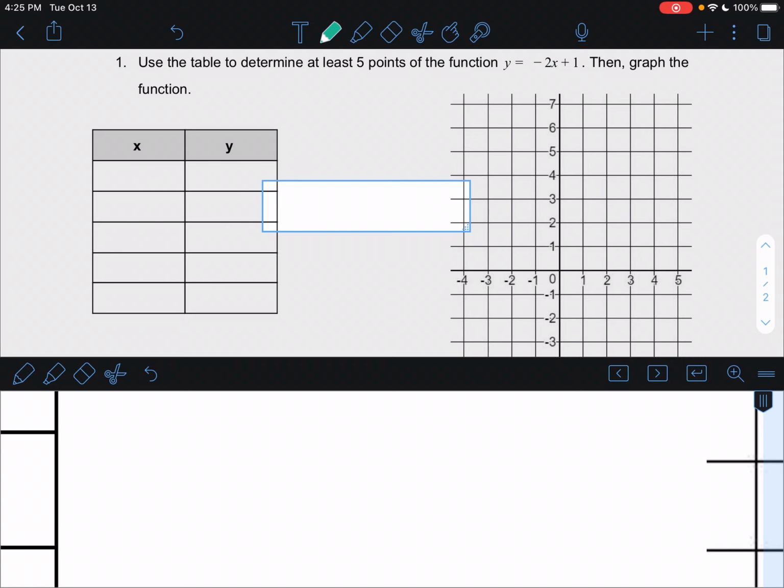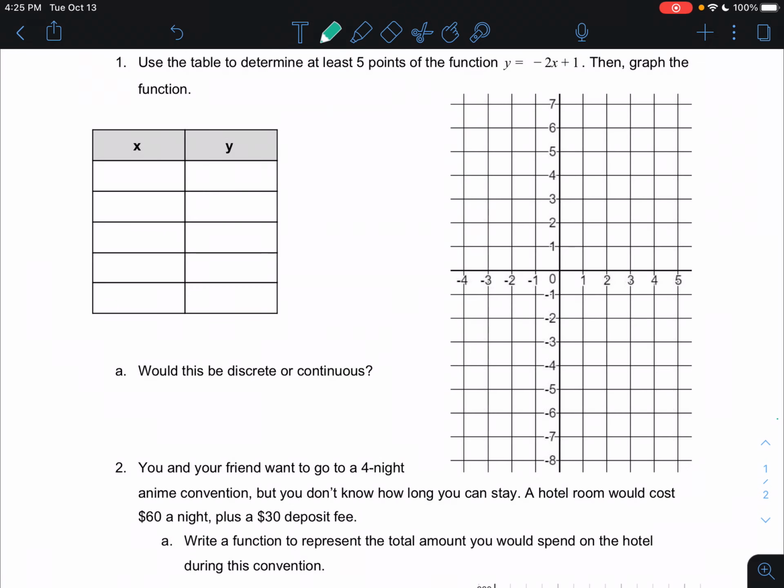So that's what we're working on today. And this video should answer how to answer all the questions on the practice quiz and then the actual quiz tomorrow, because the practice quiz is going to look pretty much exactly the same as the quiz.